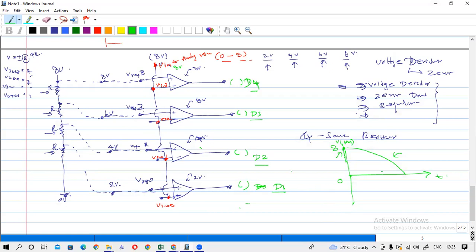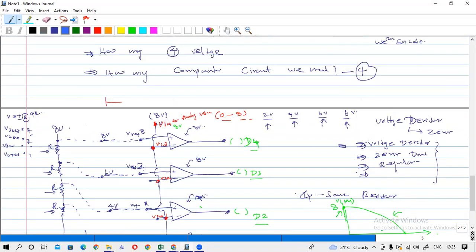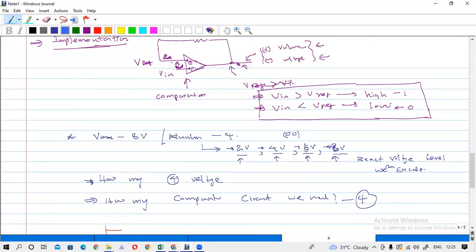Tell me, if you are given 8 volt, you have a value at D1, a value at D2, a value at D3, and a value at D4. So what are the values? You can use 0 and 1, so you can use this condition.